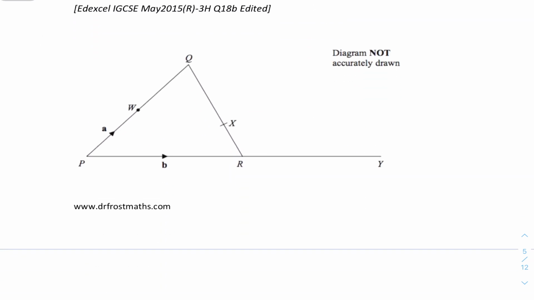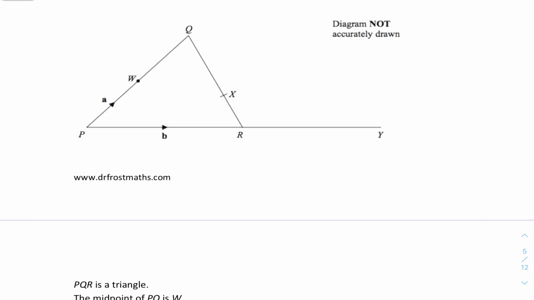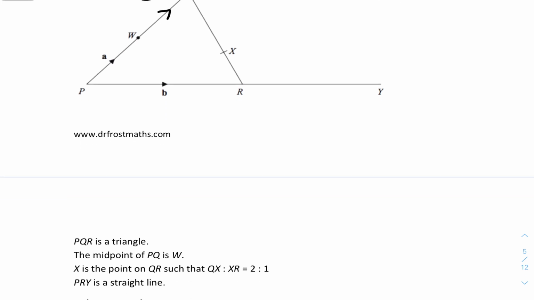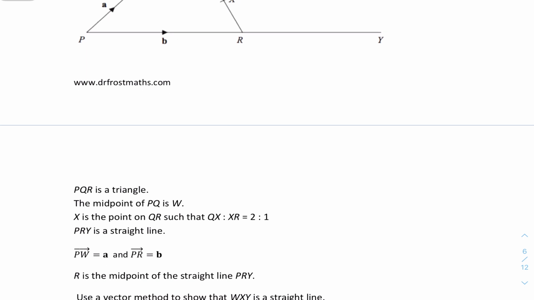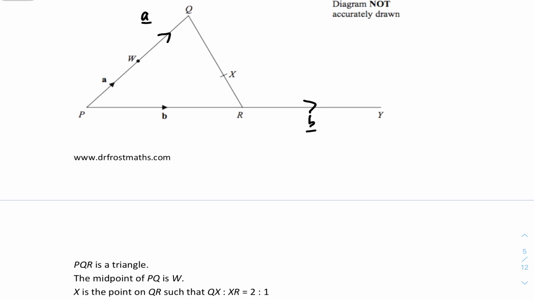And question 11, so we have this diagram here. PQR is a triangle, so the midpoint of PQ is W, like so. And PW is A, that means that this is basically just A as well. A, right? So we have R, PRY is a straight line and R is a midpoint. That means RY is also B. And the rest you can just fill up in a minute. Let's just do it now. So QX to XR is 2 to 1, that means this is 2 and 1.